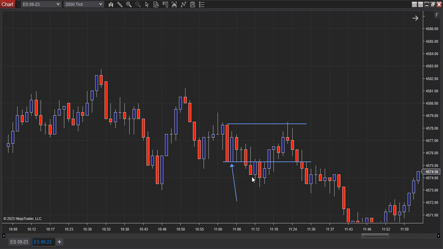Now let's look at the very next bar. Let's take this bull bar's high and the bull bar's low, and let's ask ourselves, did this bear bar break the previous bar's high or low? No, it did not. It's an inside bar.